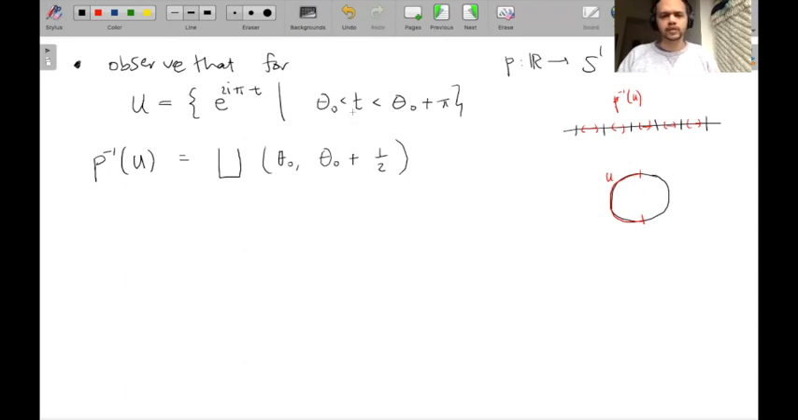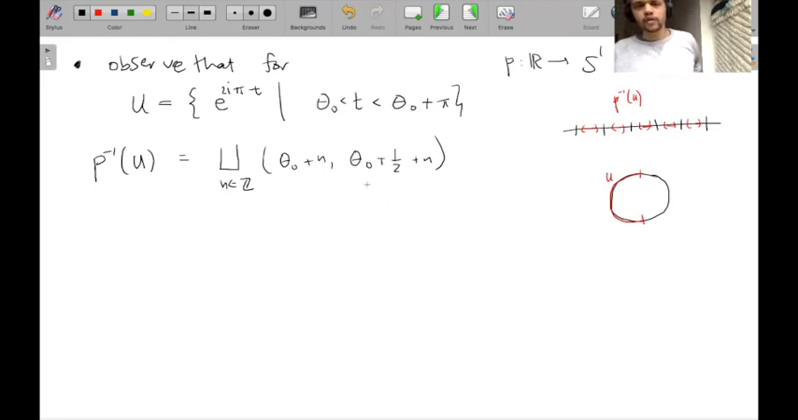You have all the translates of this. So theta naught plus n to theta naught plus 1/2 plus n, disjoint union over n in Z. Okay, so you have the original theta naught to theta naught plus a half, and then all the translates. And so that's what we have pictured here.